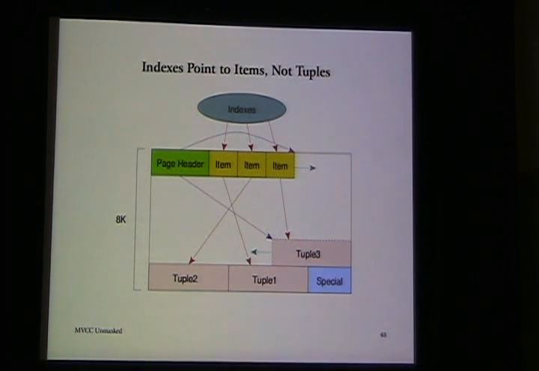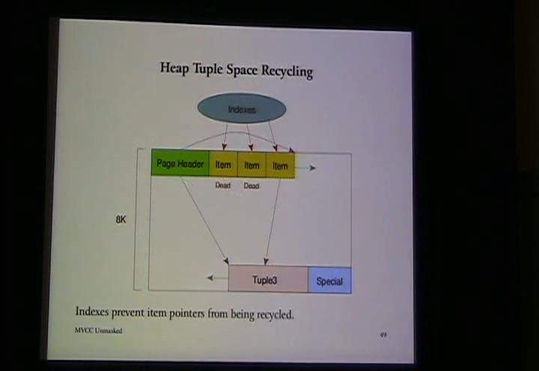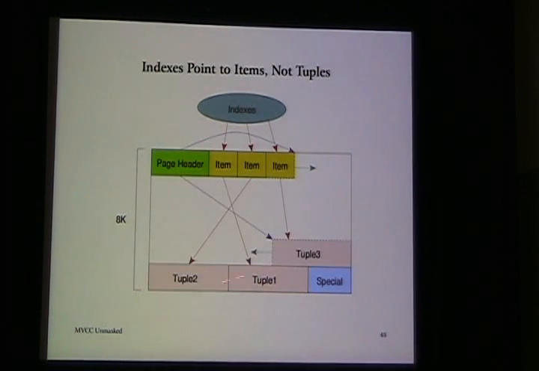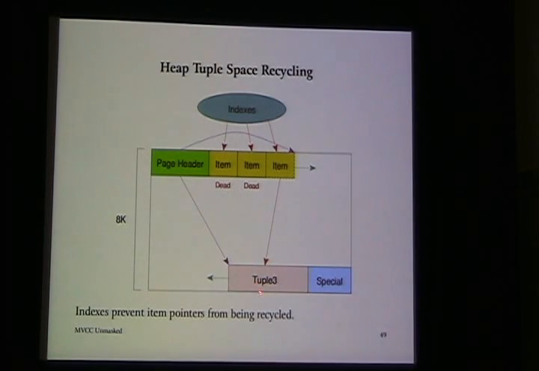Let's suppose rows 1 and 2 aren't visible to anybody. They're dead. So what we can do is we can actually remove rows 1 and 2. See, they were here. Right? We can remove them. We can move 3 down to the end. And we can just mark the item pointers as dead.